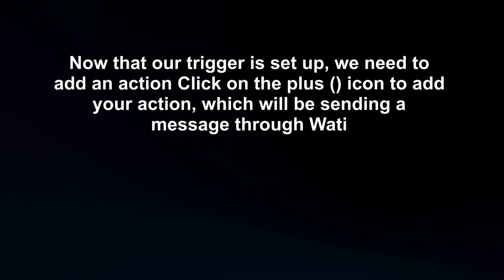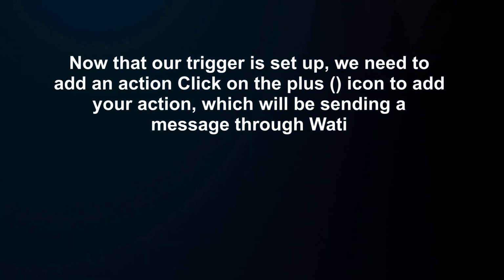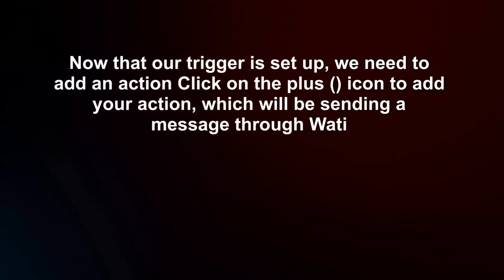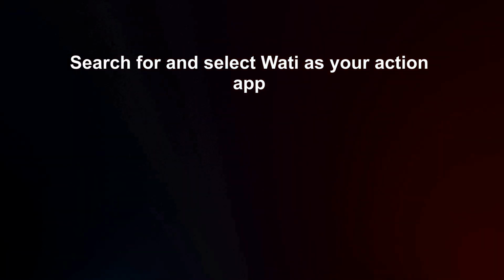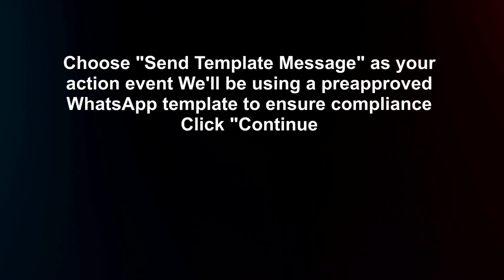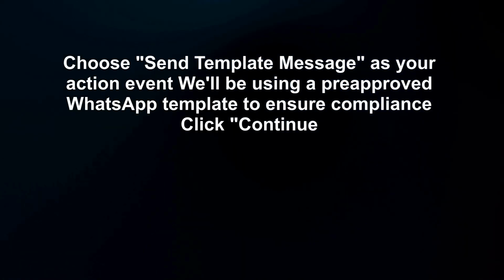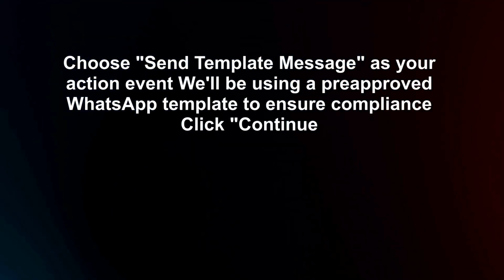Now that our trigger is set up, we need to add an action. Click on the plus icon to add your action, which will be sending a message through Wati. Search for and select Wati as your action app. Choose Send Template Message as your action event. We'll be using a pre-approved WhatsApp template. To ensure compliance, click Continue.